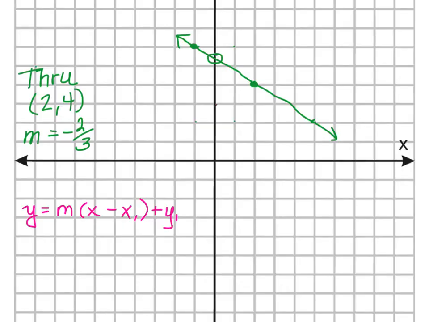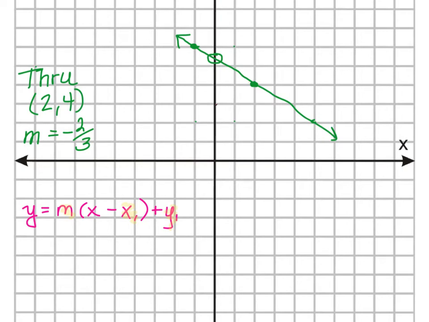So here's the equation, our general formula, y equals m times x minus x1 plus y1. And again, we're just going to fill in those three values that we need. We're going to fill in the slope, the x, and the y of the point that we were given.